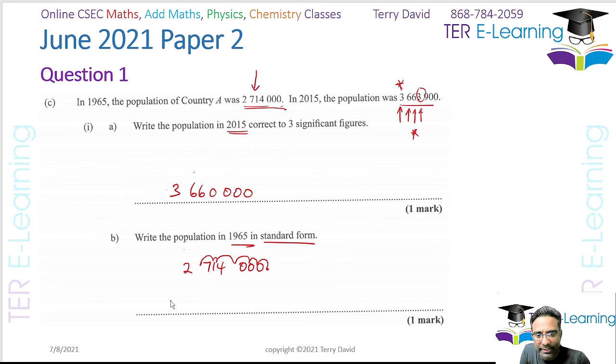So my answer in standard form is going to be 2.714, right, by 10 to the power 6, right? If you move to the left, the exponent is going to be positive. That's why we have 10 to the power 6, right? If you move to the right, it would have been negative. So that's part C, right? So we're still in question 1 here.